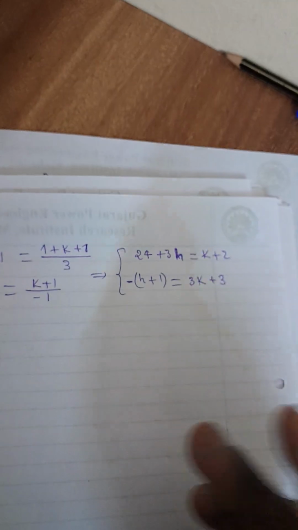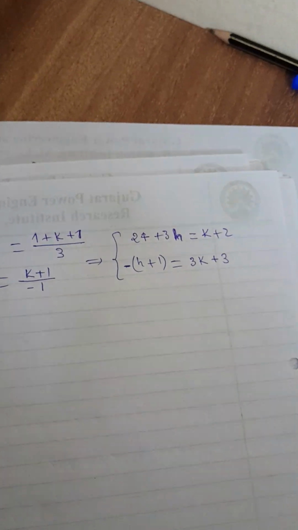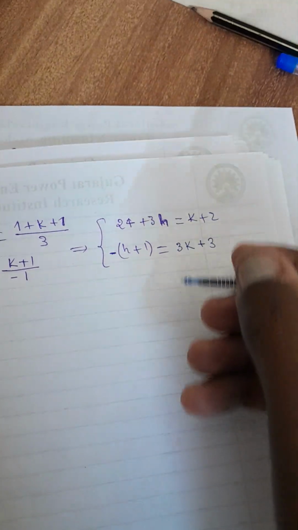Is that okay? Now what should be our k? So now what is missing here? You just have to do some basic simplification.